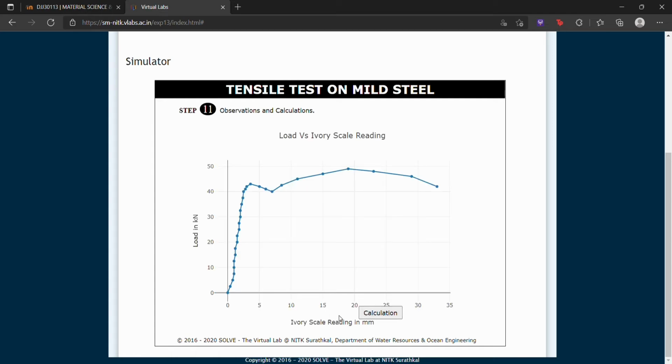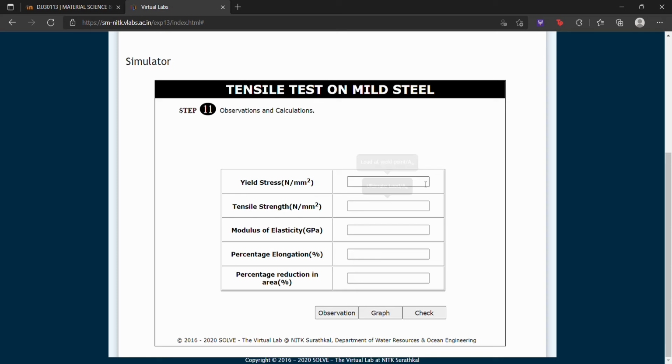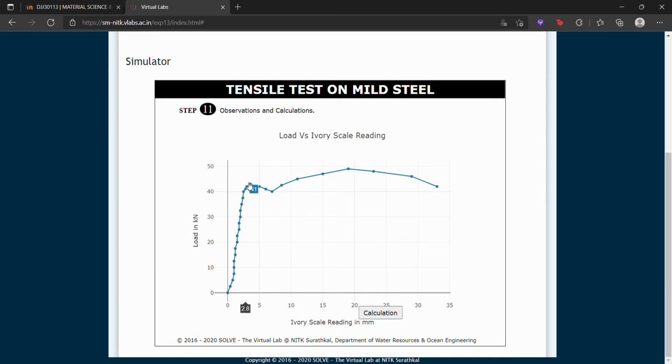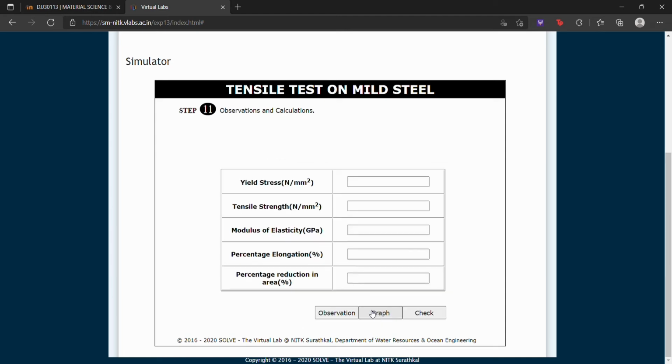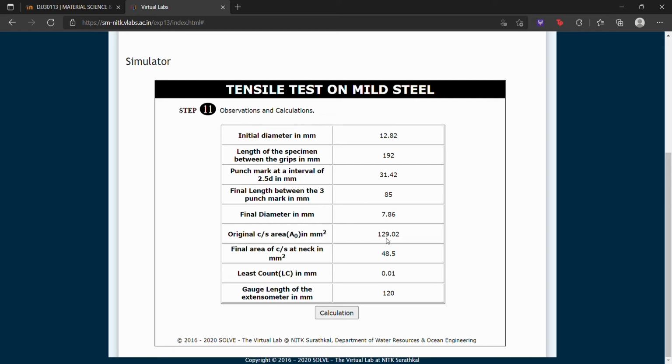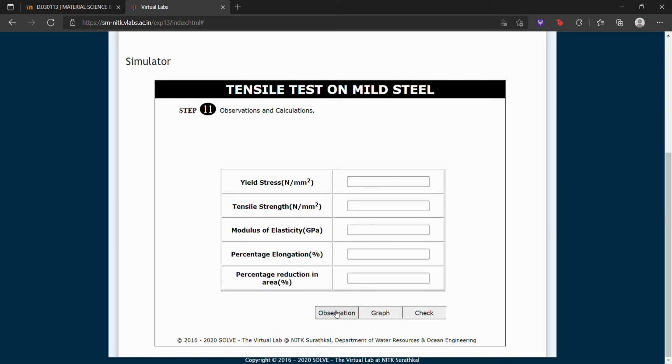So first of all, we have yield stress. The formula for yield stress is yield point load over A0. And from the graph, we get that the yield point load is 43 kN and A0 is 129.02. So we take 43 kN divided by 129.02, and we will get 333.28.